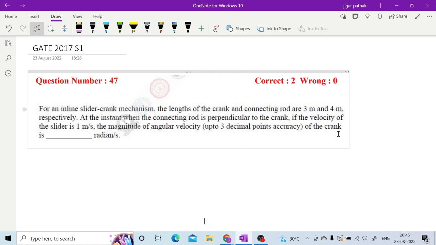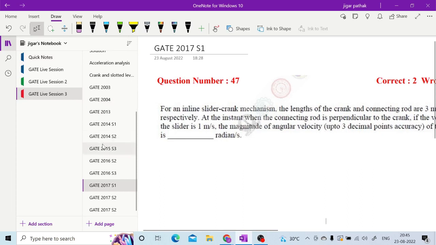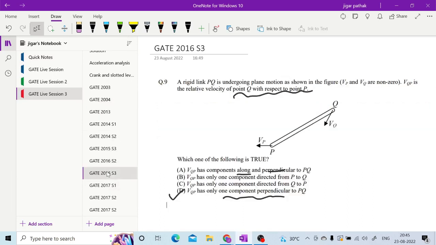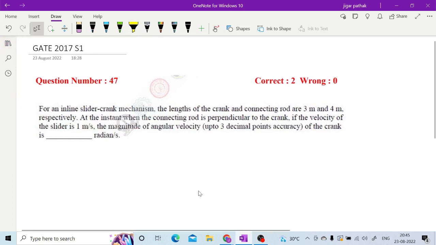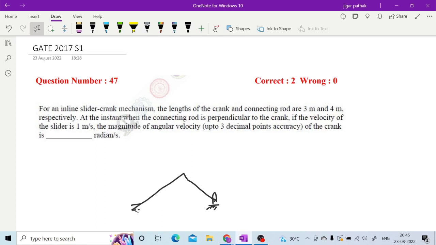Second. Can you go to the previous slide for a minute? This one, yes, thank you. Okay, now you can see this one. First you have to have an idea that in a slider crank mechanism, your connecting rod is at 90 degrees to the crank. This is the condition given. Now you are asked to calculate omega 2. How are you going to calculate it?